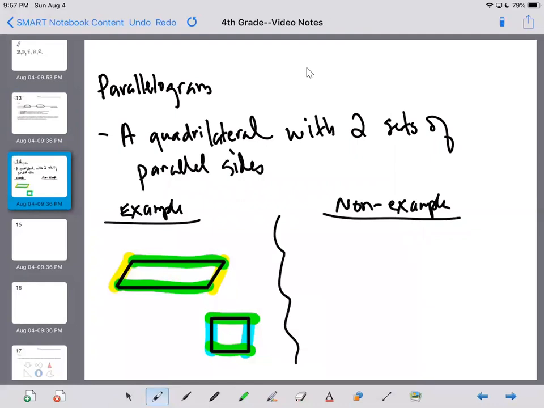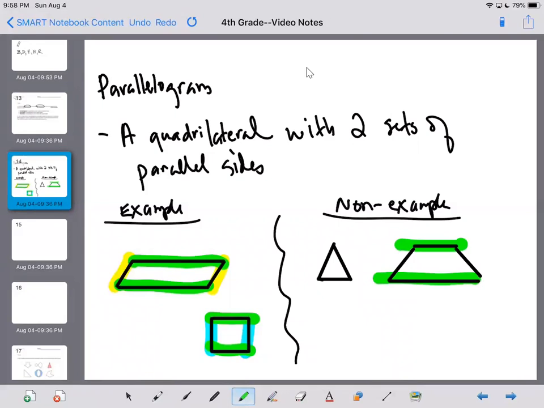A non-example. Well, I need 2 pairs of parallel sides. Well, a triangle defeats that. For one, it's not a quadrilateral. I can also look at a trapezoid. Trapezoid is a quadrilateral, and it does have a pair of parallel sides, but not 2 sets of parallel sides. It just has 1 set.